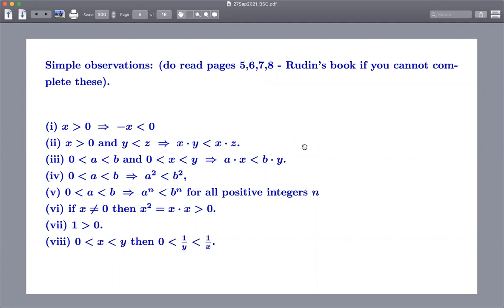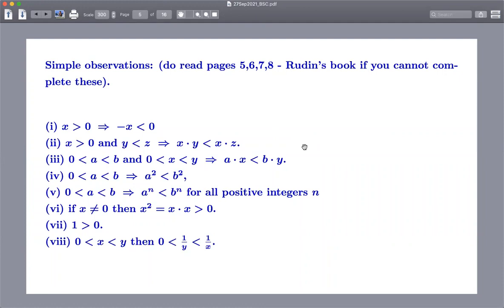So, for example, number 2. If x is positive and y is less than z, then x times y is less than x times z. Now we had a similar thing which was required as an assumption for addition, but for multiplication we can reduce that once we have the thing for addition and the other connections we have. So you can check this for yourself.